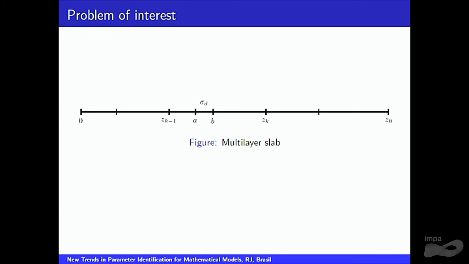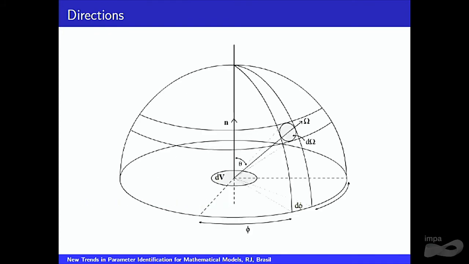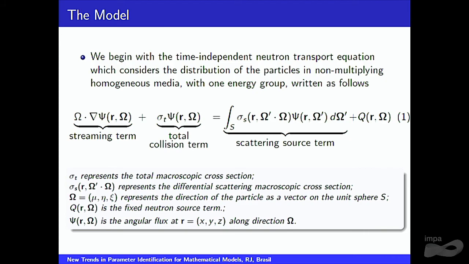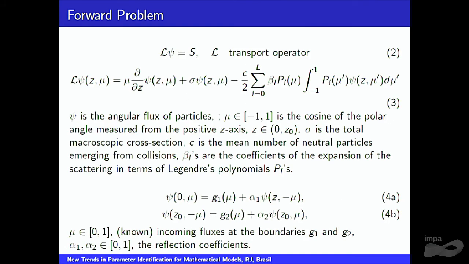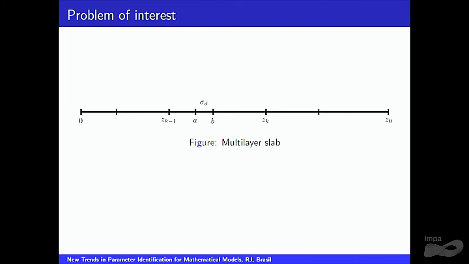Okay, so if I consider a very special case of this problem, a one-dimensional case in the spatial variable, stationary, like I have this problem already, I will consider, for example, a slab, in this case a multi-layer slab. I suppose that I have different regions, and in one of the regions in this slab I have a detector with absorption cross-section, which I call sigma d.